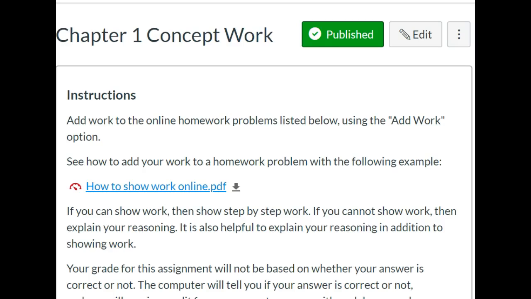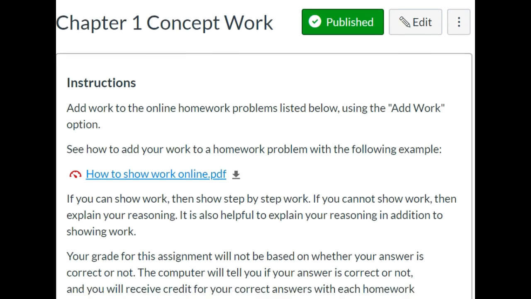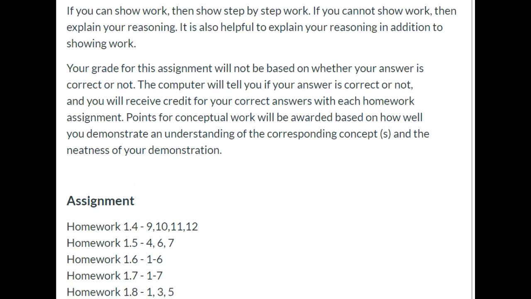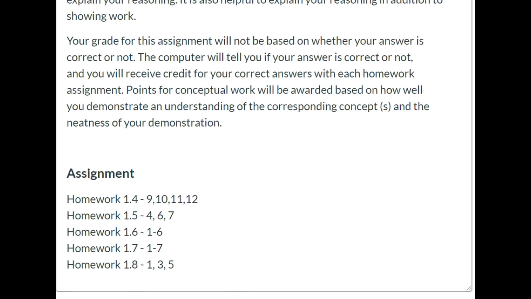In this video, I'm going to show you how to show work in a homework assignment and enter your answers as well. Initially, I'm looking at your Chapter 1 concept work assignment. In this assignment, it has a list of problems that you're expected to show work on in the homework. That's what this is about.